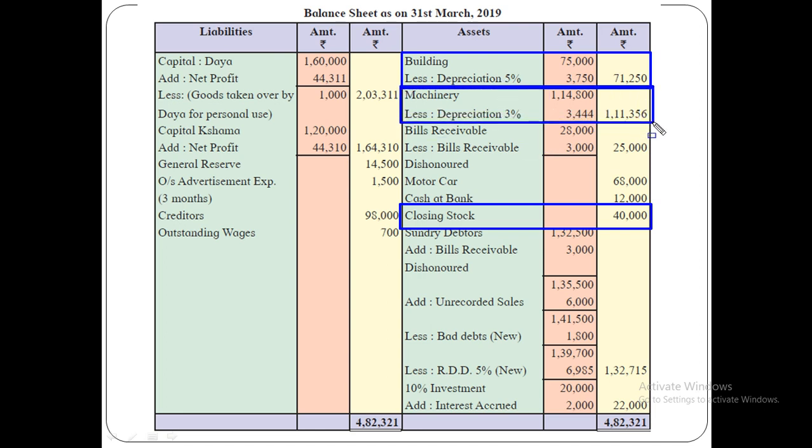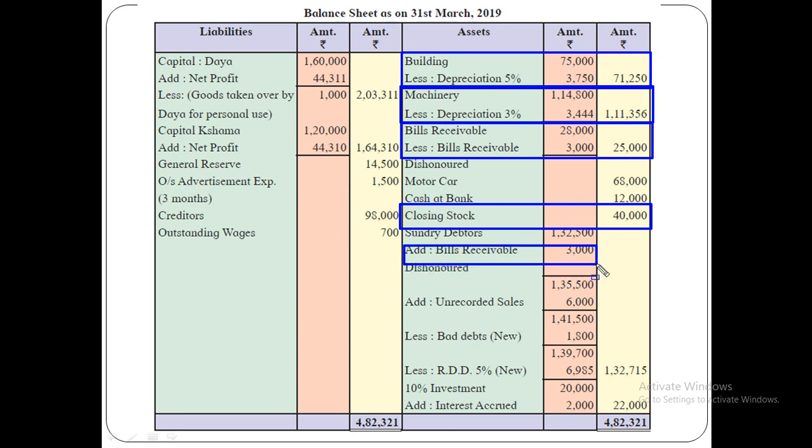So the next adjustment is bills receivable included dishonor of bill of rupees 3,000. So we already saw this, that the dishonor of bill is deducted from the original bills receivable, that is 3,000. The outer total of bills receivable we have is 25,000. But the second effect to this is addition of this to the sundry debtors.